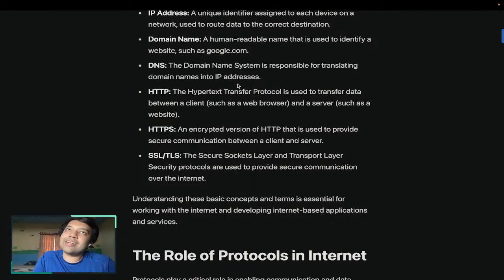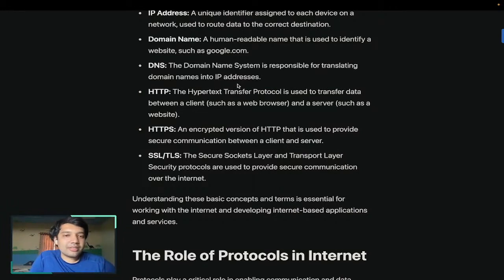So you write google.com and then DNS translates it. It's kind of a hash map. You write google.com, it sees okay it's google.com, so it just changes it to the IP address that is stored under the key google.com.